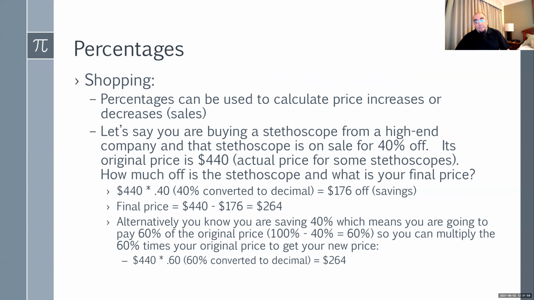Alternatively, if you know that you're saving 40%, that means you're only going to pay 60% of the original price, because 100 minus 40 is 60%. You can then just multiply your price times 0.6, 60% converted to a decimal, and that will give you the same answer. Again, two different roads to a solution. They both end up in the same place. They both end up walking like an Egyptian, right? No, just kidding. They both end up at 264.